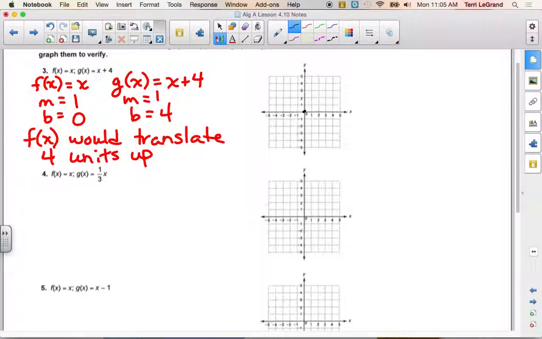Okay, so let's get our parent function on there first. Love doing the parent function. Okay, and then go ahead after you get f of x graphed and the line drawn. Then I want you to do the g of x next, get that one graphed.